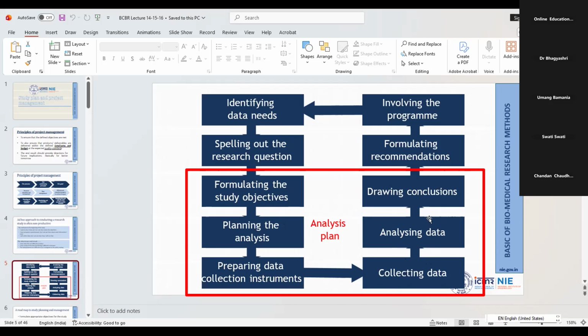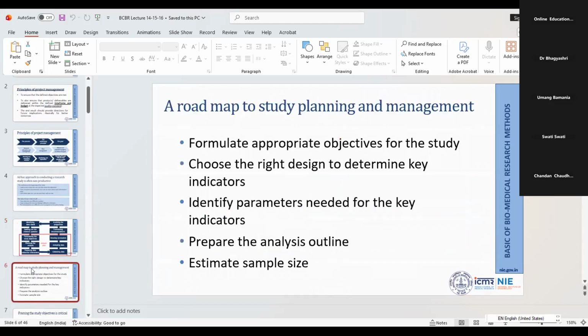So up to this conclusion, this is our analysis plan. After that conclusion, we will formulate some recommendations and apply them in the program. And again, after applying in the program, we will identify some knowledge gap or research gap. And again, there will be a need of identifying data needs. So for this, we require proper project management. So this is the roadmap to study planning and management.